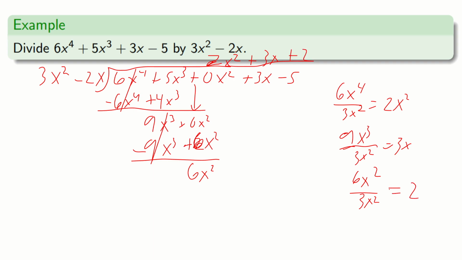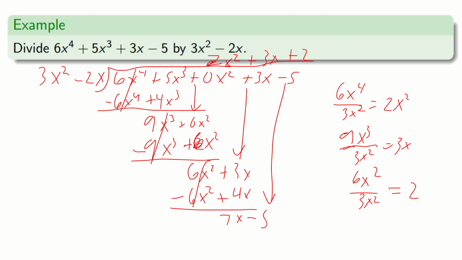So I have a plus 2 times our factors here. So I'm going to have to bring down the plus 3x. All right, and so what we have is 2 times this, which is going to give us 6x squared minus 4x, but I have to flip over the signs, and that cancels out, that's going to give me 7x. So that's going to be a 7x, and then I bring down the minus 5.